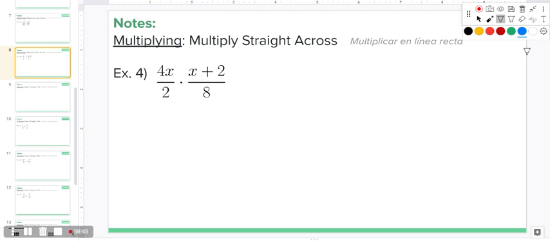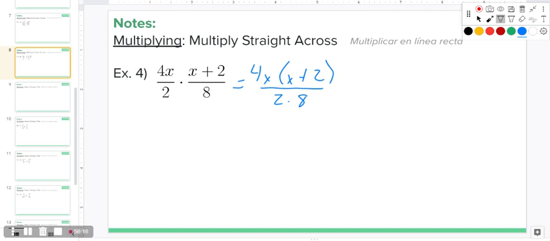Let's do one more problem with multiplication just so we can start to see what happens as we get more complicated. Notice how on my second fraction I have a plus sign, and we need to remember to use the distributive property when we do this here. So using parentheses to note that will be helpful. We're going to multiply straight across, so we'll get 4x times x plus 2, and I'm going to have 2 times 8 on the bottom.